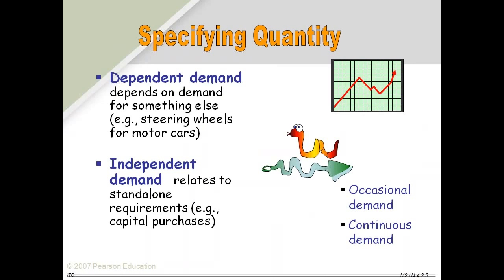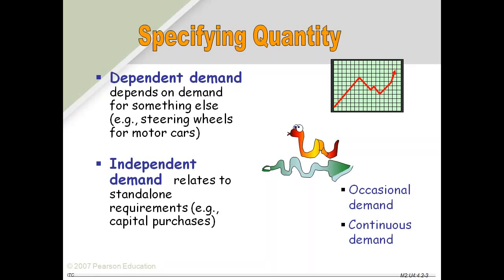Now, dependent demand could also be like steering wheels. If I'm in the automobile industry or the bicycle industry, every bicycle needs 2 tires. If I'm going to make 10,000 cycles, I need 20,000 tires. So those 20,000 tires are dependent demand on the bike. All the components which go into production to make the final product are dependent demand.